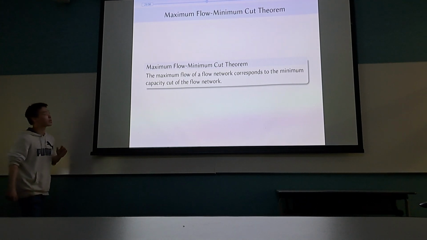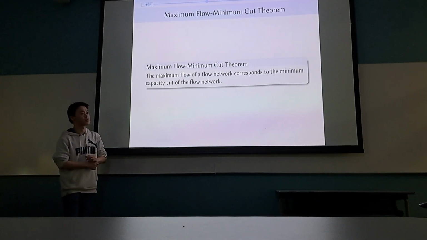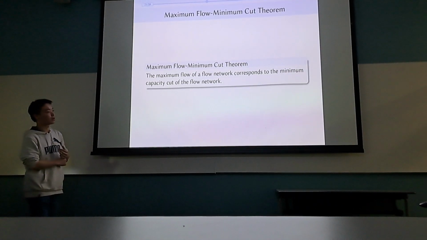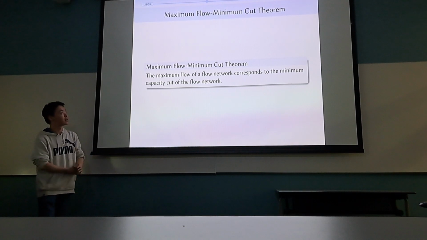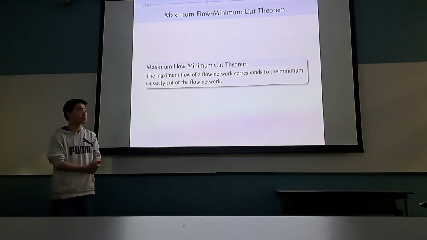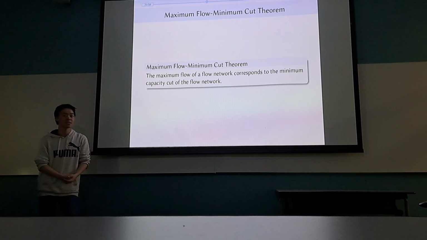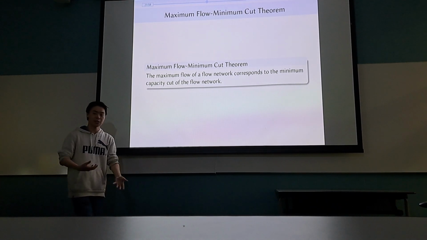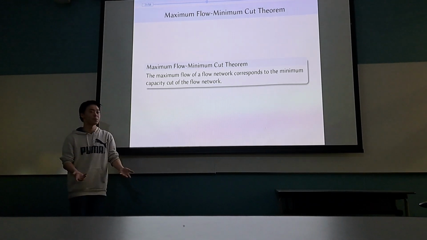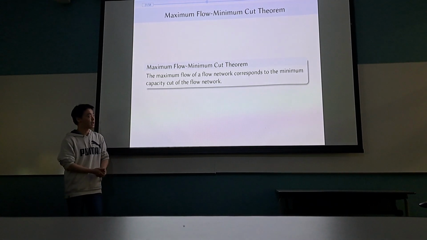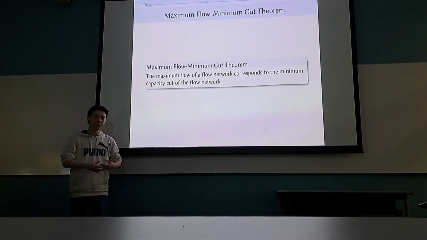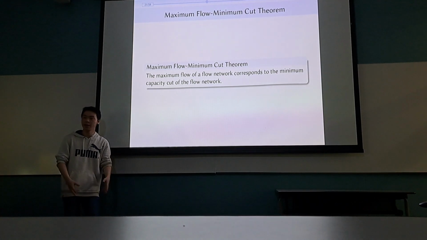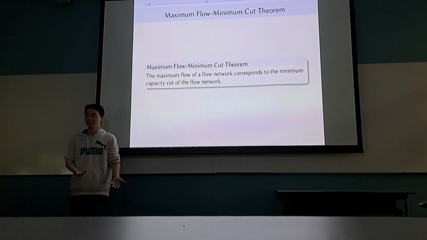All right, so we're going to get to one of the interesting results in this talk. The big theorem that we're going to look at is called the maximum flow minimum cut theorem. This theorem says that if I have a maximum flow of a flow network, that actually corresponds to what we call the minimum cut of the same flow network. What that means is that if you can find the maximum flow, you can also find the cut with the minimum capacity.